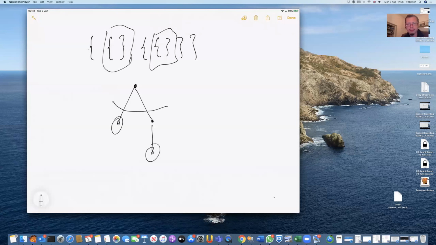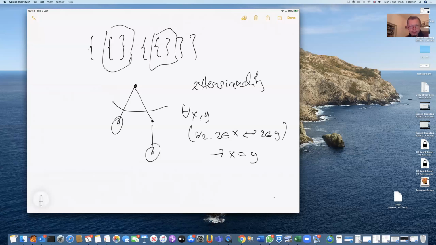So that's called, how's your set theory? The axiom of extensionality. For all x, y, if for all z, z is an element of x if and only if z is an element of y, then x equals y, right? Yes.